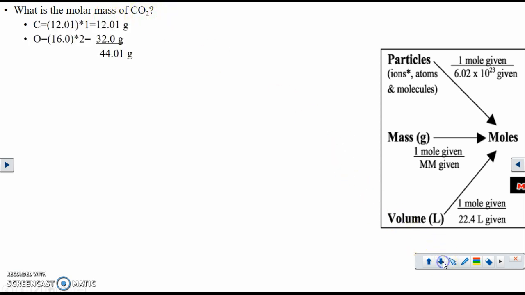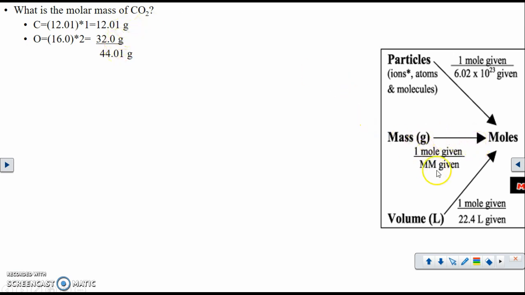So what you do is you go to the periodic table. You find that the atomic weight of carbon is 12.01. Since there's only 1 carbon, we multiply that by 1. The mass of oxygen is 16 grams. We multiply that by 2. Why by 2? Because there's 2 oxygens. And we come up with 32 grams. The total molar mass of carbon dioxide is the sum of all of the masses of the atoms combined. So in this case, the molar mass of carbon dioxide is 44.01 grams. Right?